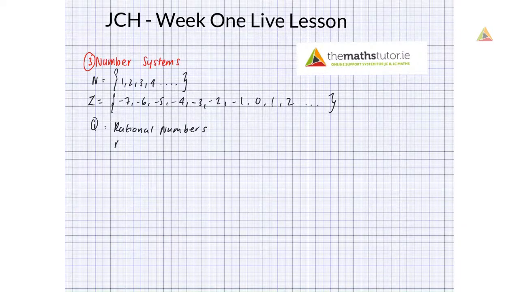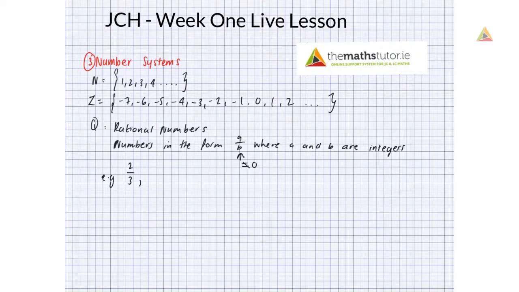Okay, so I'm going to write that down. They're numbers in the form A over B, where A and B are an element of Z. So A and B are integers, so it could be any of them. And the other thing as well is that B cannot be 0. So the bottom number cannot be 0. Now, an example of a rational number would be 2 over 3.